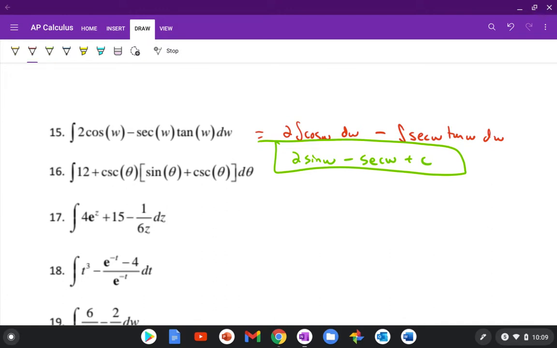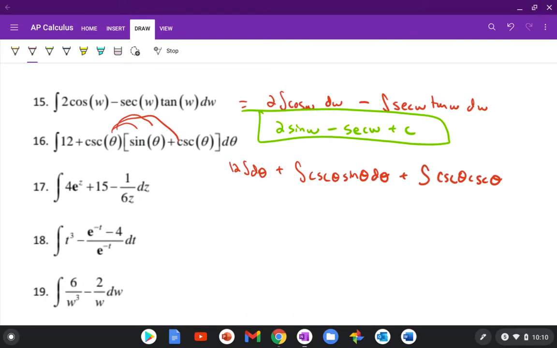This one does have a multiplication, so what you're going to do first is go ahead and distribute that one for number 16. And I'm going to write this as 12 integral of d theta, plus, all right, and then we're going to have, for this one, cosecant theta sine theta. So integral of cosecant theta sine theta d theta plus integral cosecant theta times cosecant theta. Now, before we do anything with this, we actually want to simplify this some.